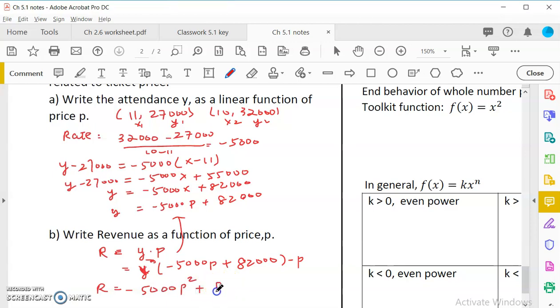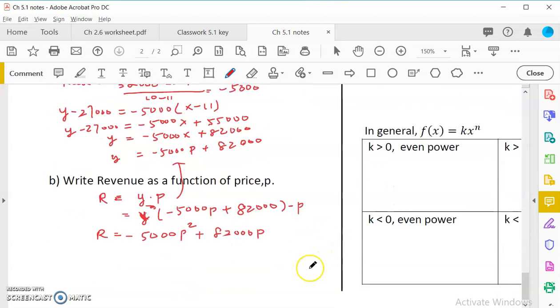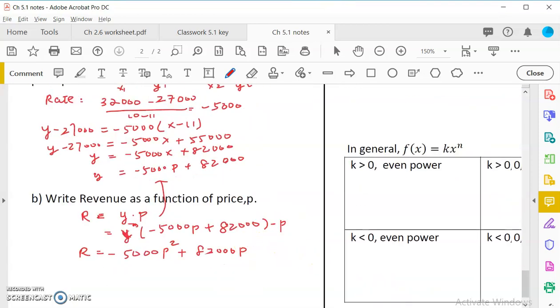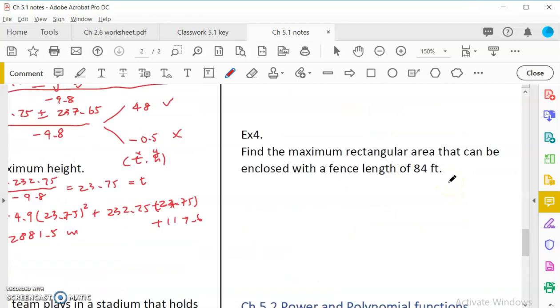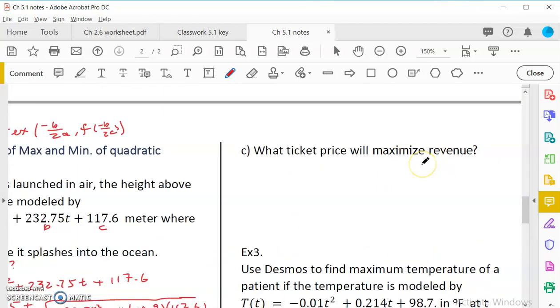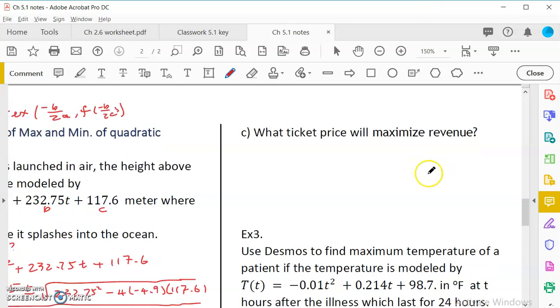plus 82,000 p. Now we have a quadratic function that comes out from multiplying y times p. Now we are going into the c part. We want to maximize revenue. To maximize this, we have negative b over 2a, right? The maximum happens at the vertex.